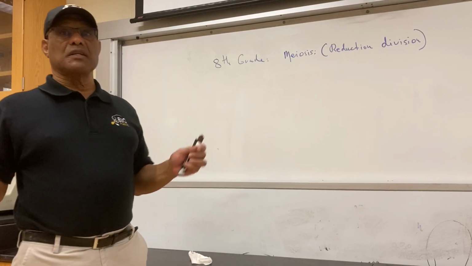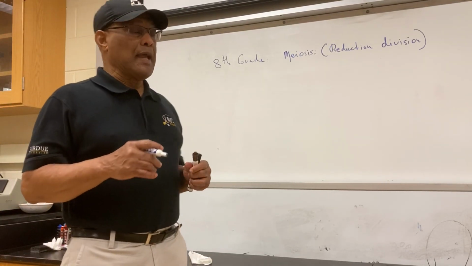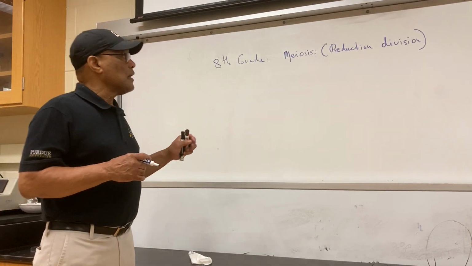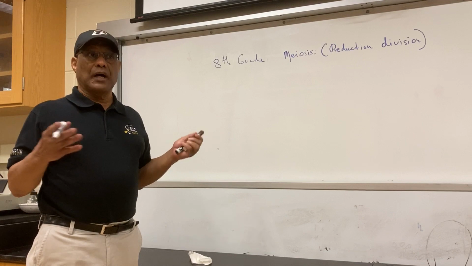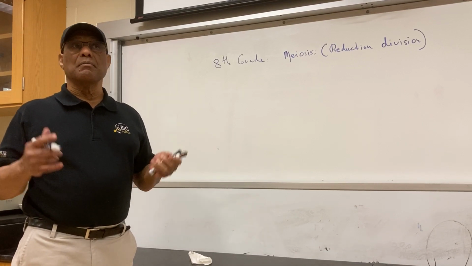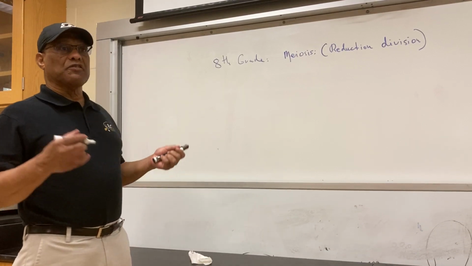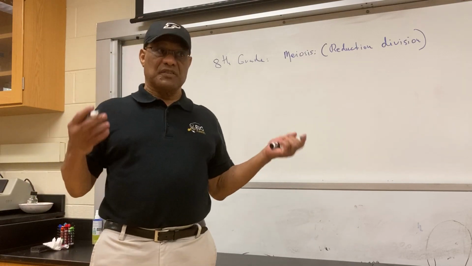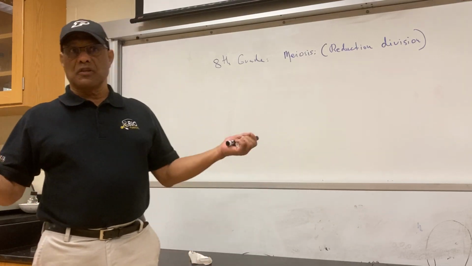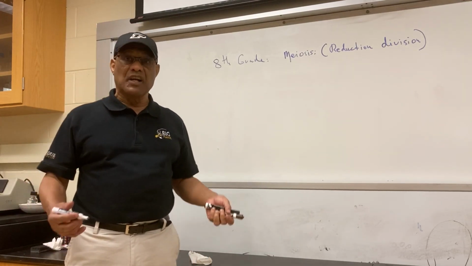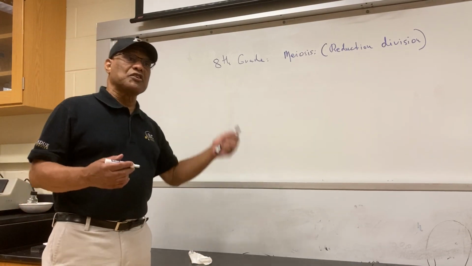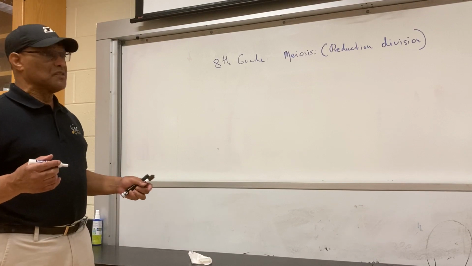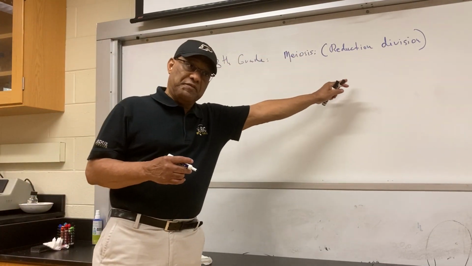Okay, my target audience here now is the 8th grade. And in 8th grade, your students should have done and should know mitosis, which is ordinary cell division, how the cells divide to produce daughter cells with the same number and kind of chromosomes. In the 8th grade now, you're introducing students to meiosis, which is reduction division.